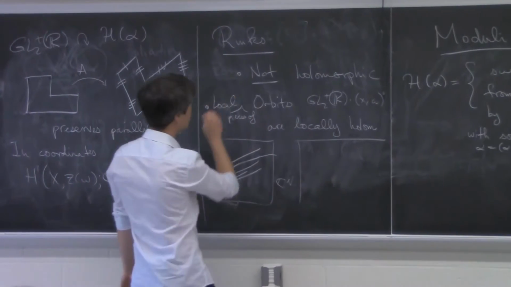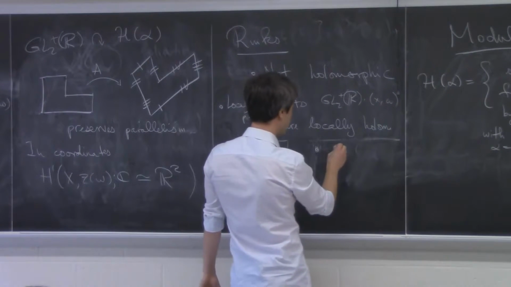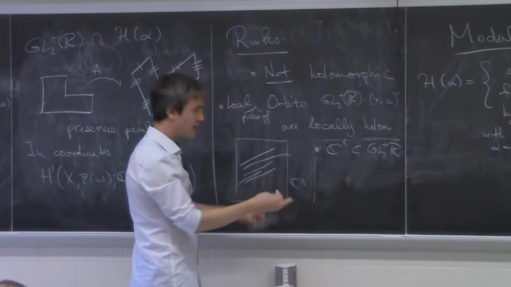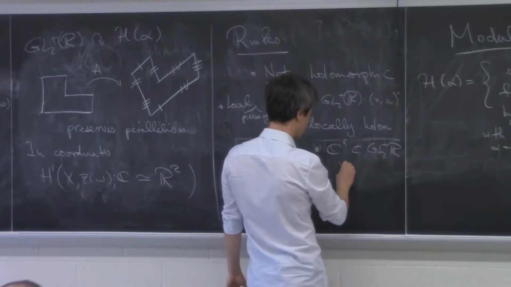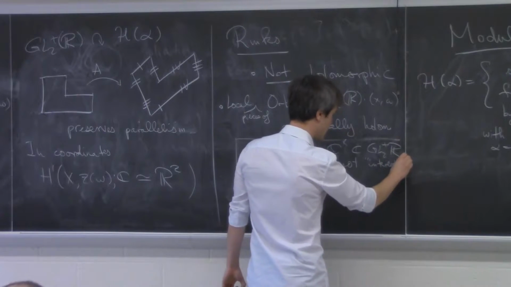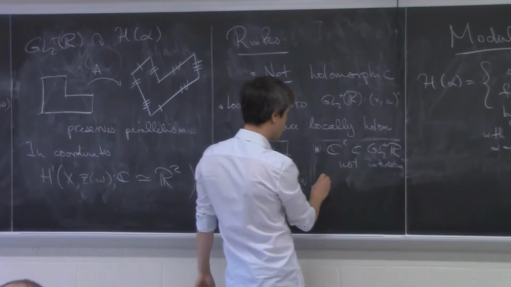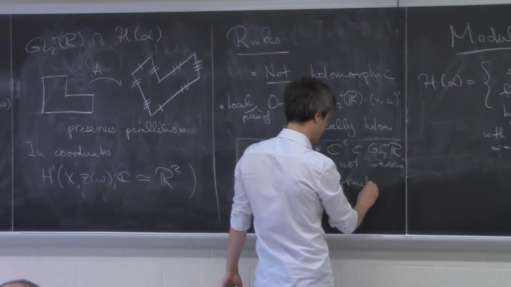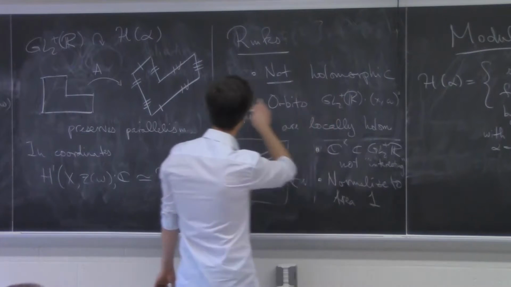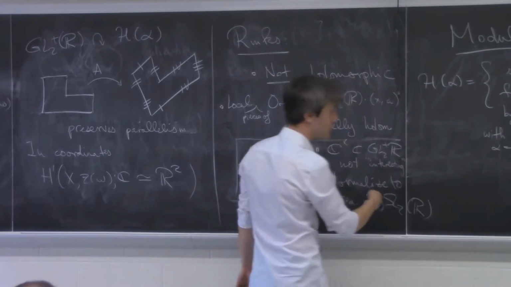To continue the remark, the C^*, which lives inside GL2R as scaling and rotations, is not interesting in a sense, because this is just rotating this picture or scaling it. So we normalize the surfaces to area 1, and the group that acts, people usually consider the group SL2R so that you don't change the area.